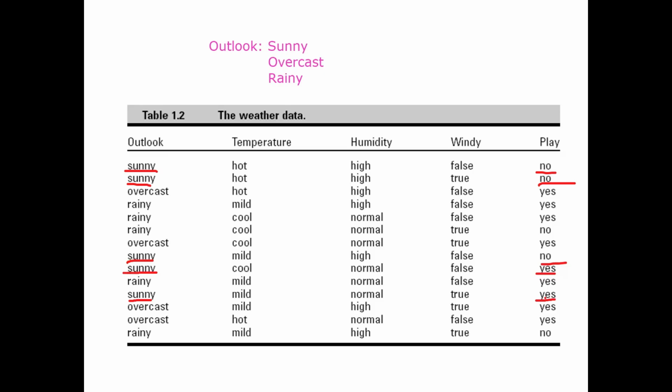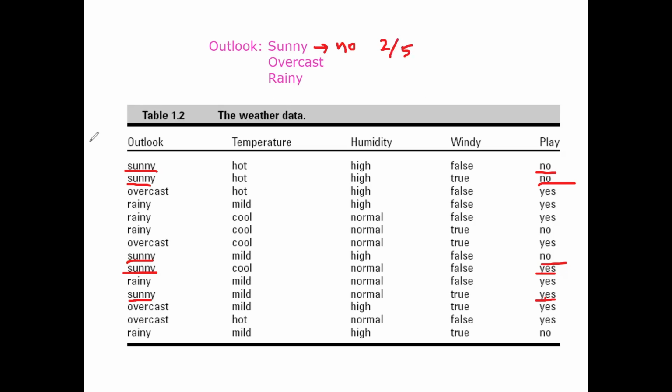So you are going to make a rule with the most frequent value. When I say Outlook is sunny, the most frequent class for sunny is, we have 3 no's and 2 yeses. So this should be classified as no. What is the error? There are 2 instances, so 2 divided by 5.